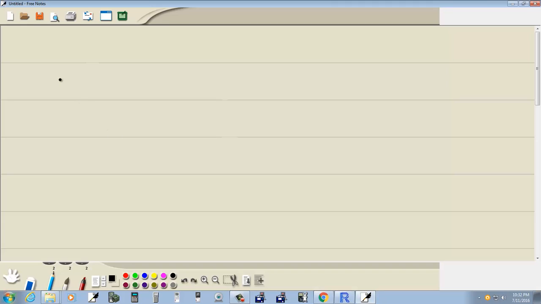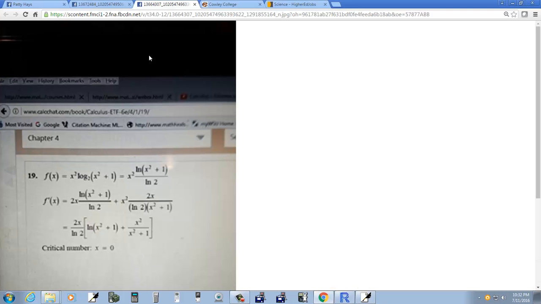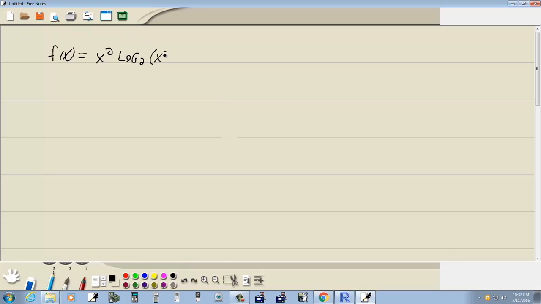Let's take a look at this problem. We got f of x is equal to x squared log base 2 of x squared plus 1. First off, we'll rewrite this using the change of base.